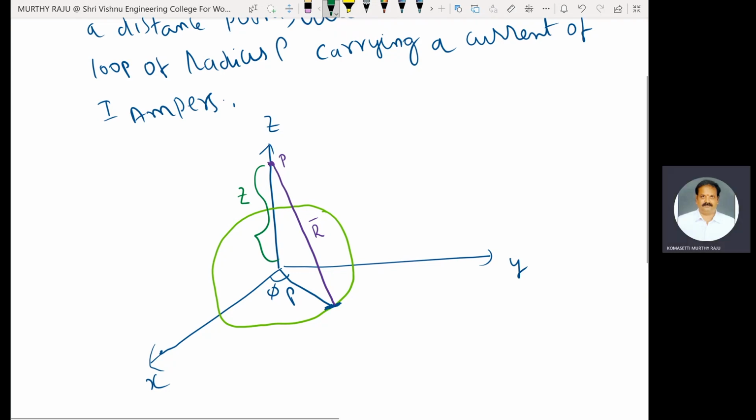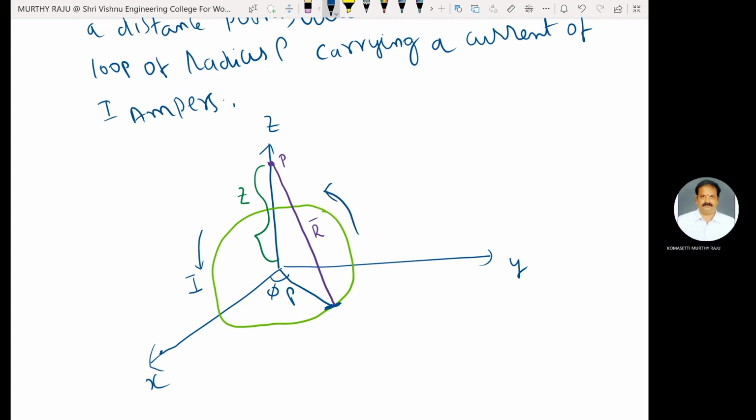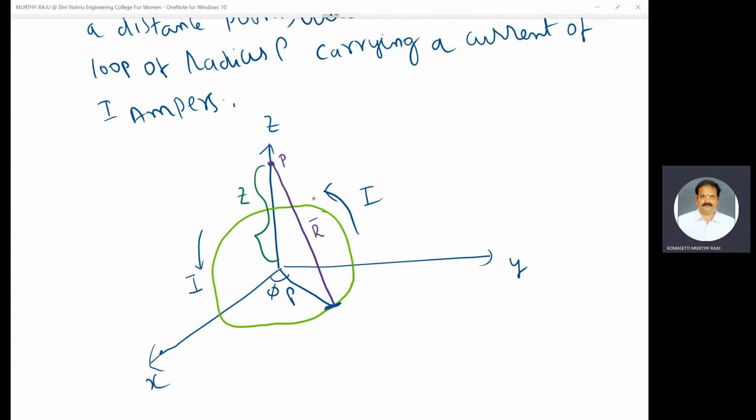One more important point here is this circular loop carries a current of I amperes. Find out the magnetic potential at a point P. Let us consider a circular loop having radius rho carrying a current of I amperes.